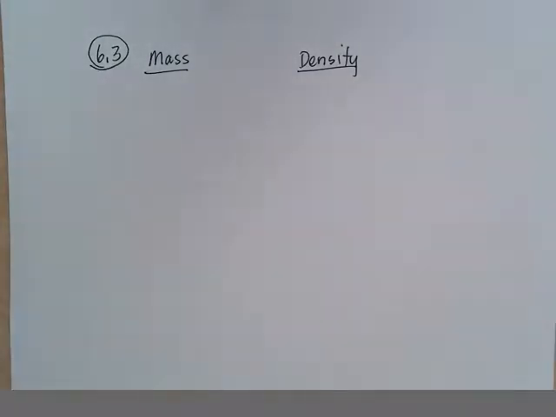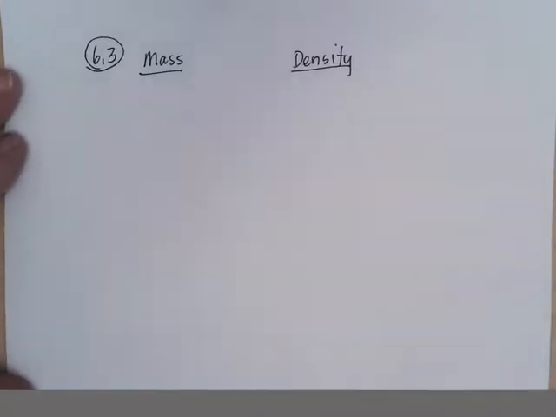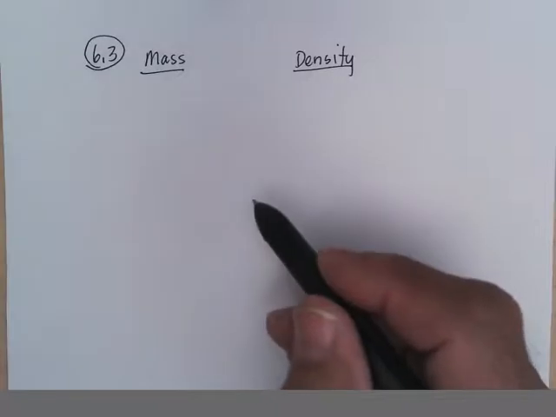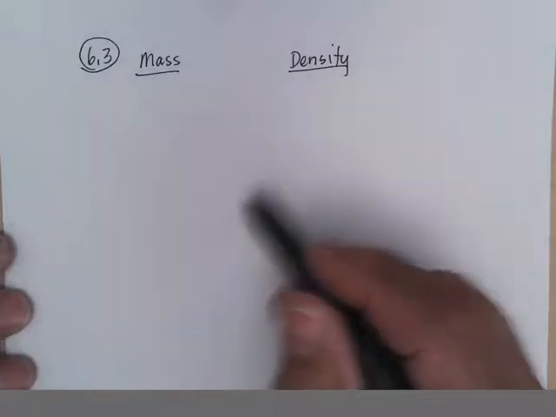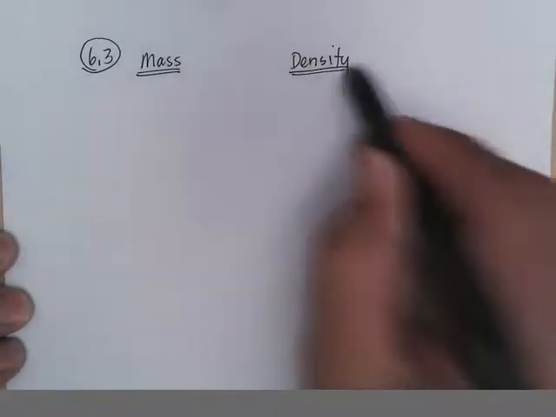Okay, 6.3, mass and density. I was having a little trouble with this camera on the program, and it looks like it's working now. Okay, on 6.3, I spent the first day being a little bit over dramatic about what mass is and what density is.